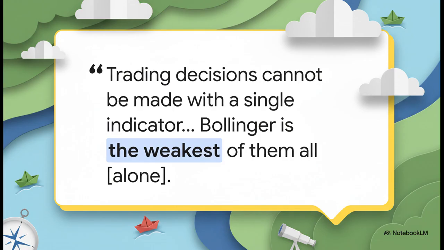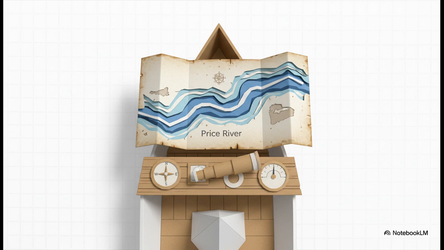It's a fantastic tool for getting context, but it can and will give you false signals. On its own, it's just not enough. So the huge takeaway here is to always confirm what the Bollinger Bands might be telling you. Think of the bands as your main map of the river, but you still need other instruments, other tools, to double-check your position and see what the conditions around you are really like.